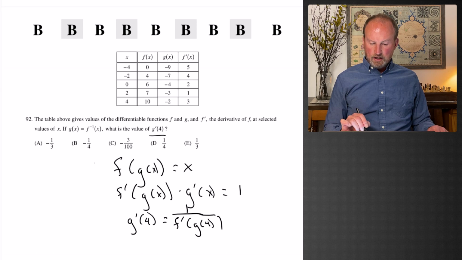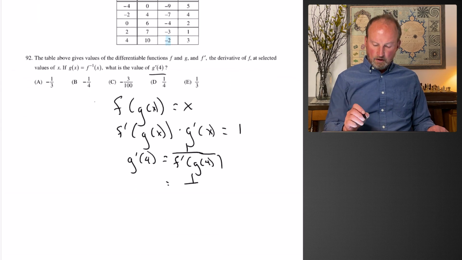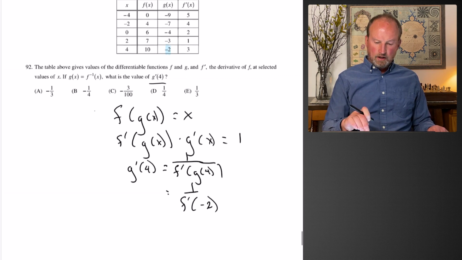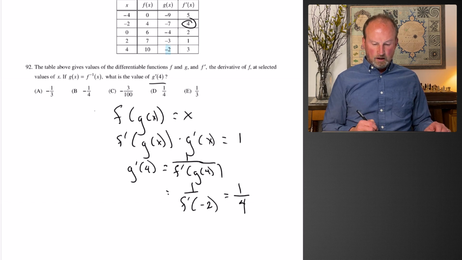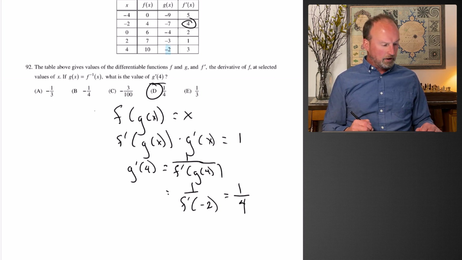Solving that thing, G of 4, cruising up to my table, G of 4 looks like -2. So this becomes 1 over F prime of -2. F prime of -2 looks like 4. And so this becomes 1 over 4. Did I get a negative sign in there? Nope. Oh, there we go. Letter D. I didn't see it. All I saw was B, and I thought I made a mistake. Number 92 is D.